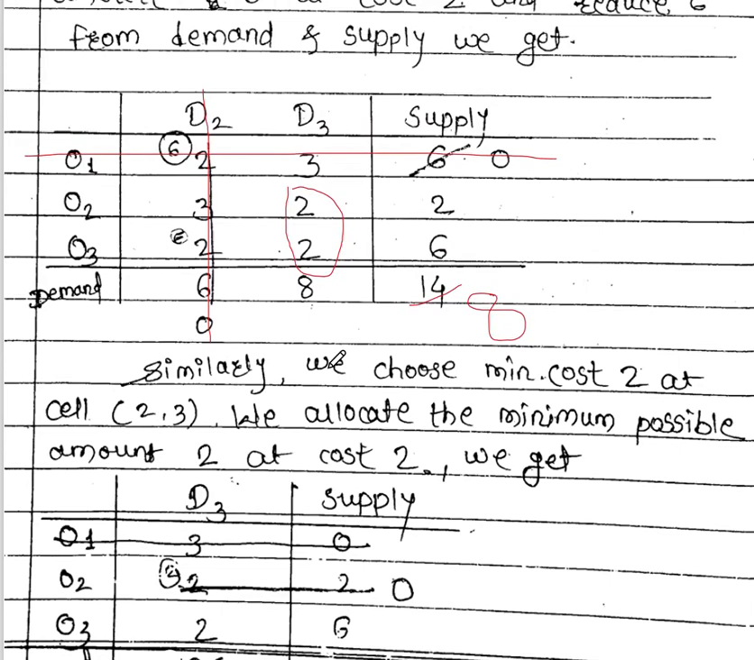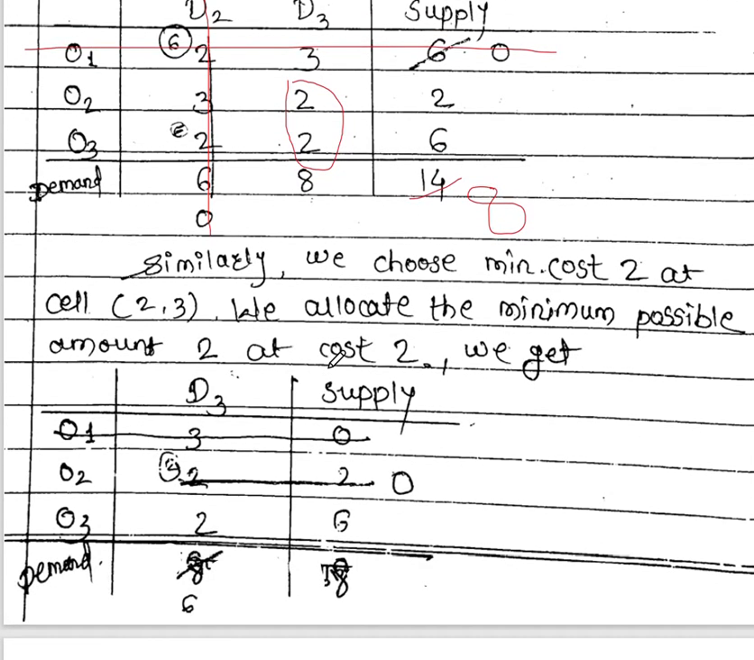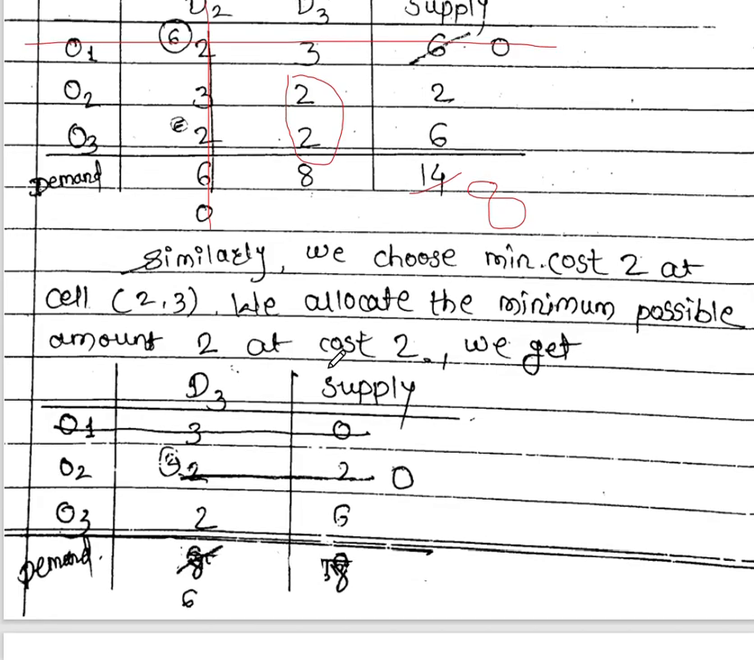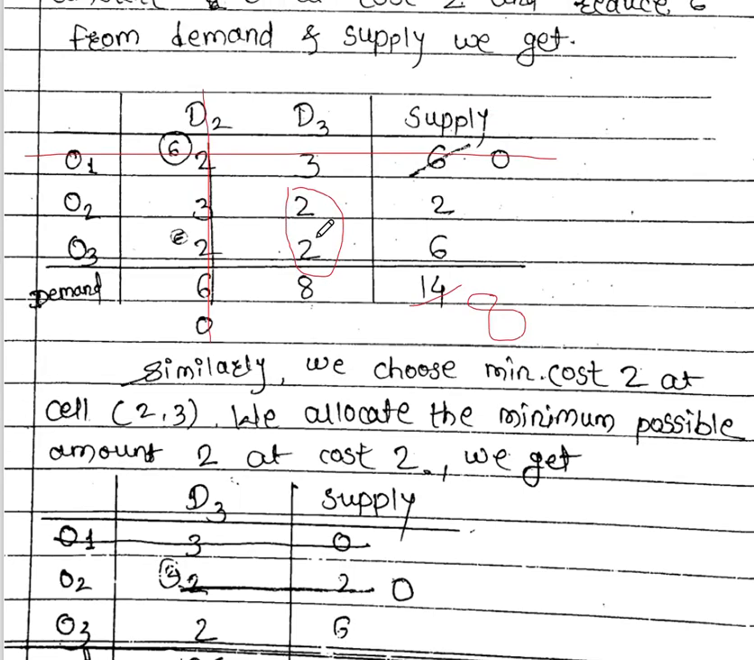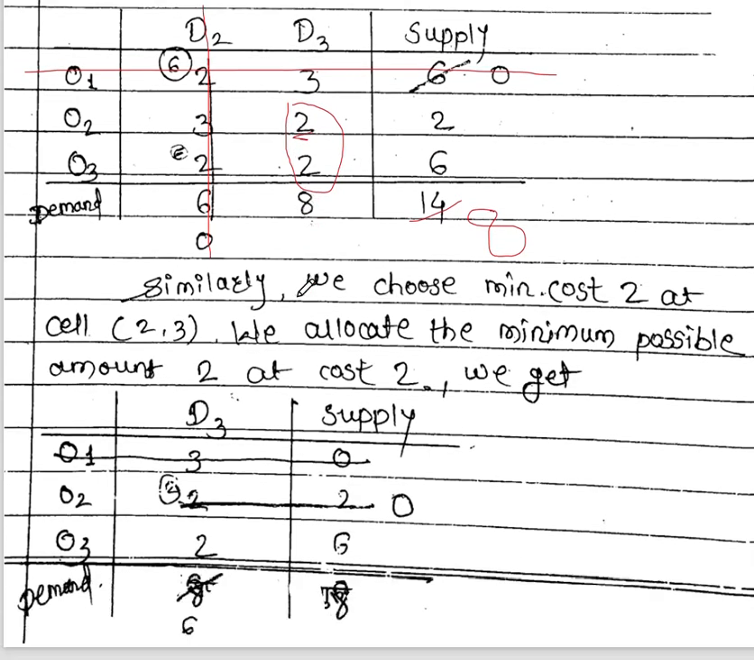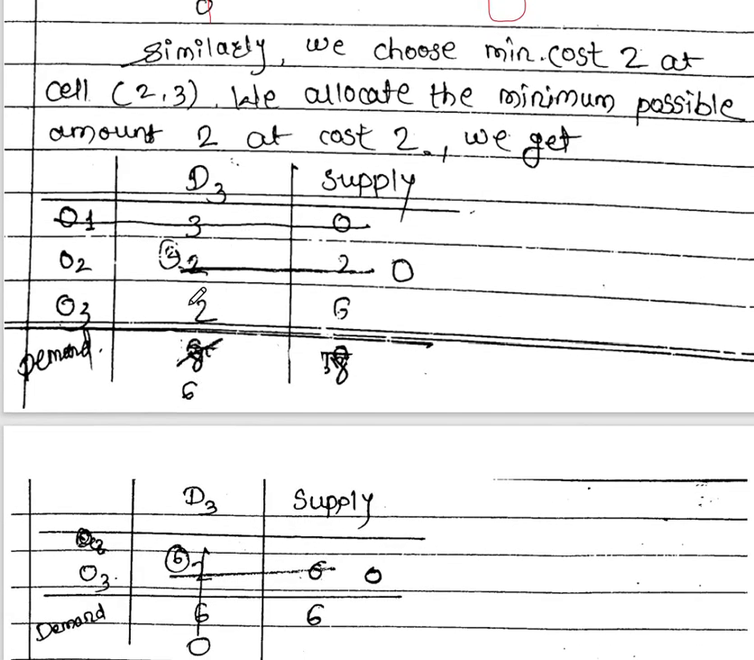Okay, so what are the remaining elements? 3, 2, 2. So these are the remaining elements. Okay, so here we will allocate the minimum possible amount. So select the smallest element first, that is 2, and here the minimum possible amount is 2, here is 8. So we can allocate here 2 in this way. Okay, so we will subtract from supply as well as demand.